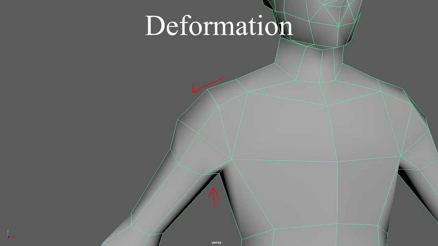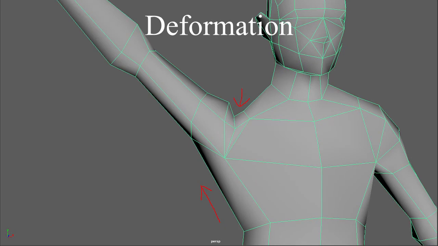Deformation. Deformation is the way a model changes shape when you move it during the animation process. Speaking on only how the modeling process affects deformation, the edge flow and placement of edge loops on your model will be the key factors of how your model deforms, as well as proper topology.